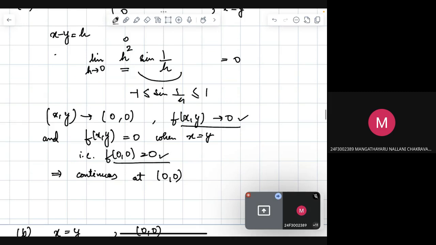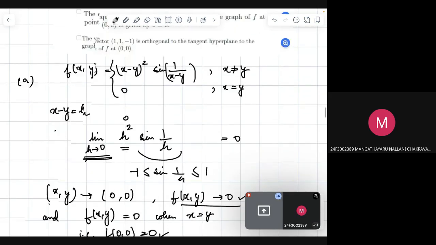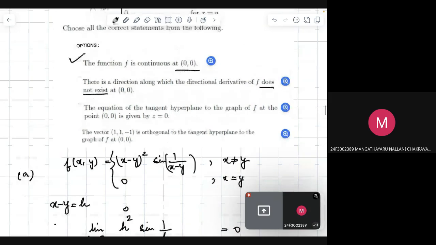That was not the case here. Why was that not the case here? Because here h was tending to 0. When h was tending to 0, then the whole function tends to 0. But in this case, we are finding the partial derivative. So in that case, this is oscillating, and so this function does not converge for all directions. So the directional derivative will not exist, and they are asking if it does not exist, so hence this is the correct option.